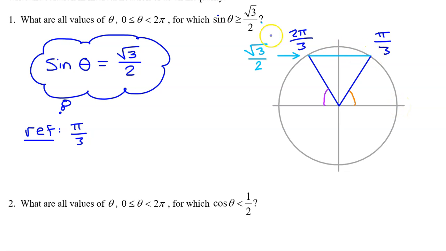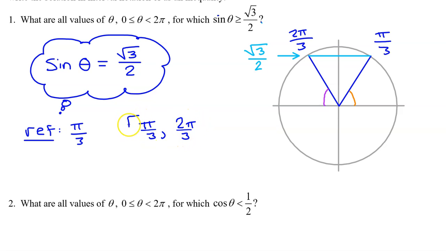We just saw that the values of theta, where the vertical displacement is greater than or equal to radical 3 over 2, were from here to here. So we can write the solution set in interval notation by going from pi over 3 to 2 pi over 3.